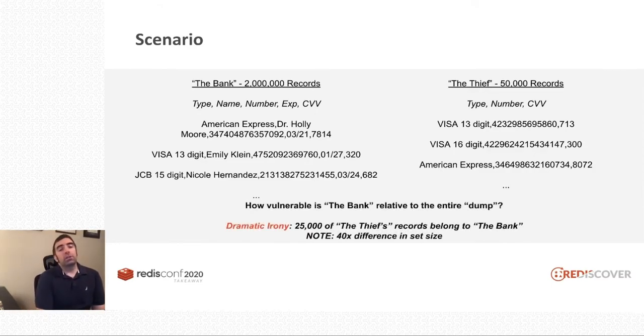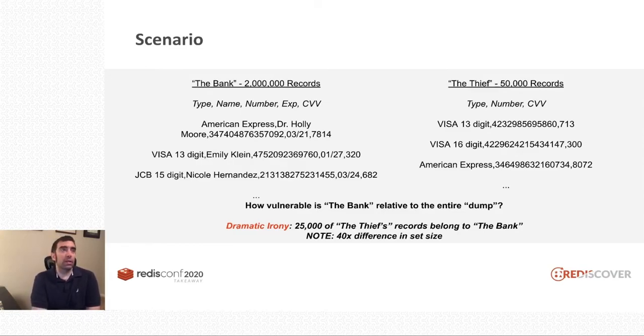So the question we want to answer is, how vulnerable is the bank relative to the entire stash of stolen credit cards? Before we go on, I'll tell you that the dramatic irony of the situation is the generator created 25,000 records that overlap between the two. So 25,000 of the thief's records belong to the bank.